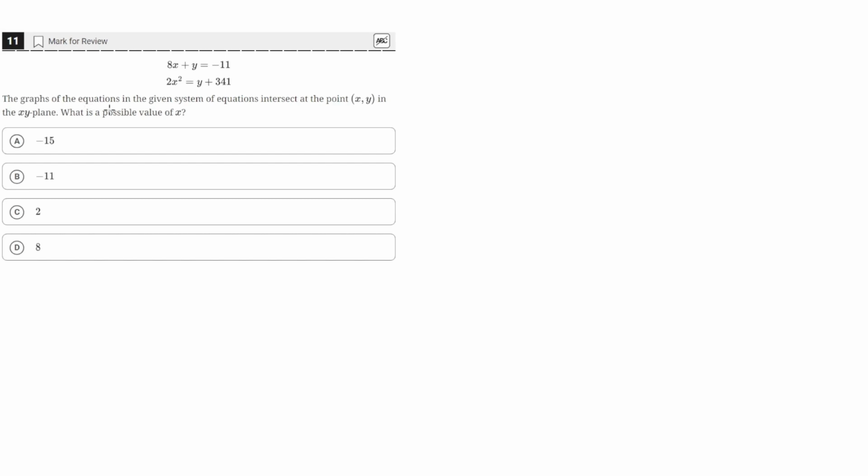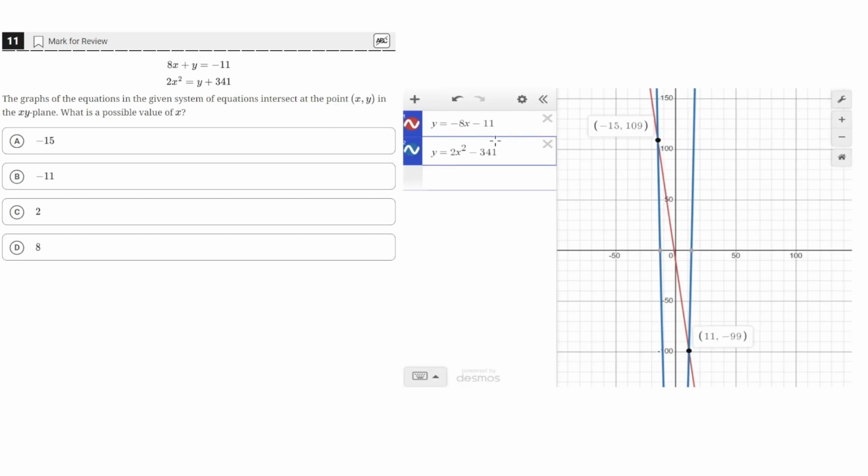The graphs of the equations in the given system of equations intersect at the point (x, y) in the xy plane. What is a possible value of x? So we're given these two equations here, and in order to find the value of x where they intersect, we can just graph these in Desmos and see the point of intersection. So here is the graph of these two functions. I've put them both into Desmos.